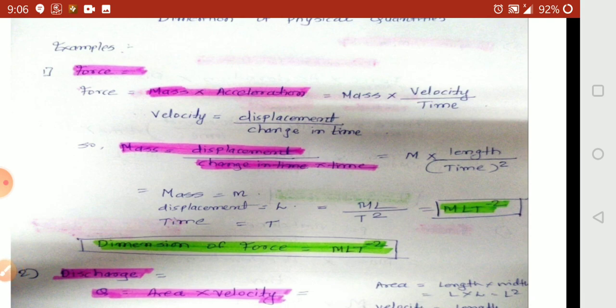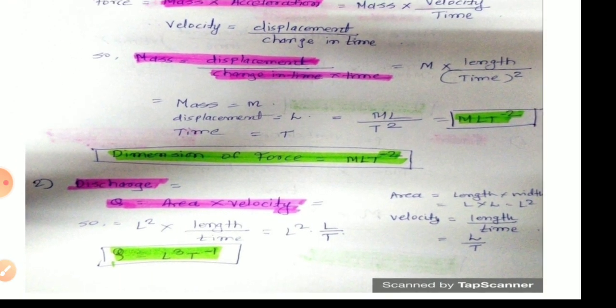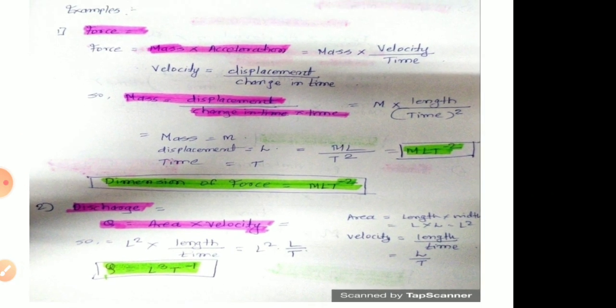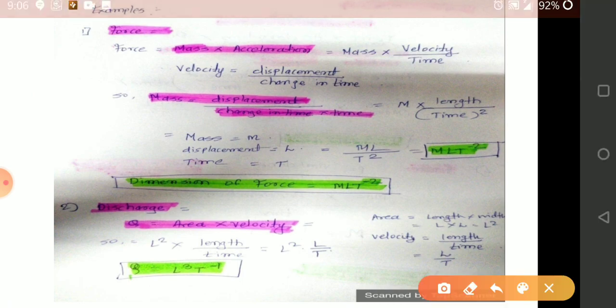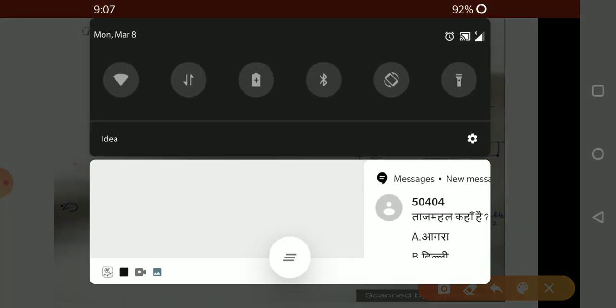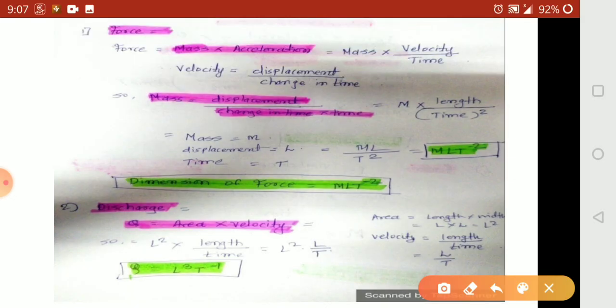Actually we know all the formulas and their physical quantities, so we can find out the dimension of a physical quantity. The next part is discharge. How do we calculate the dimension of discharge? What is the discharge? That is Q is equal to area into velocity. We know the area is equal to length into width, that means L into L is equal to L square.